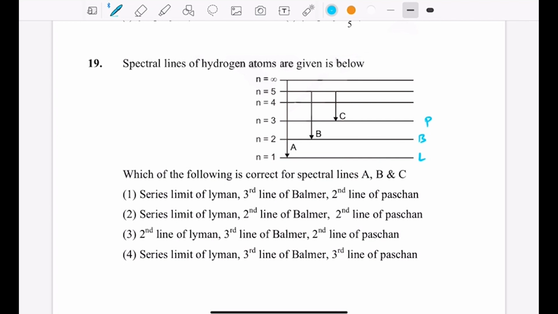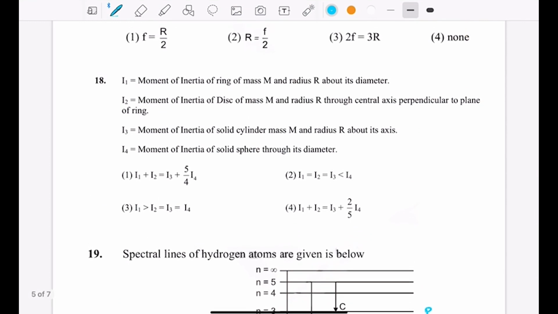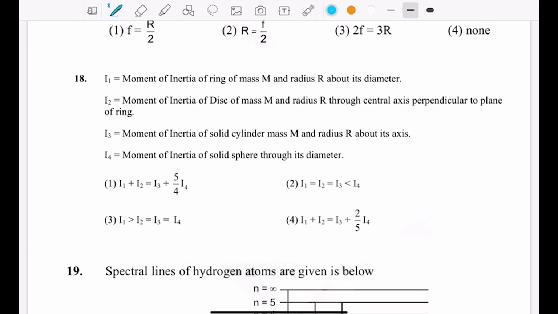Next. Here, if you talk about it, this is the first line of Balmer series, second line of Balmer, third line of Balmer series. And the first line of Paschen series, second line of Paschen series. Yes, this is the first option. This is just how I solve. Tomorrow I'll be making another video where I will be discussing detailed solutions if you have any doubts.